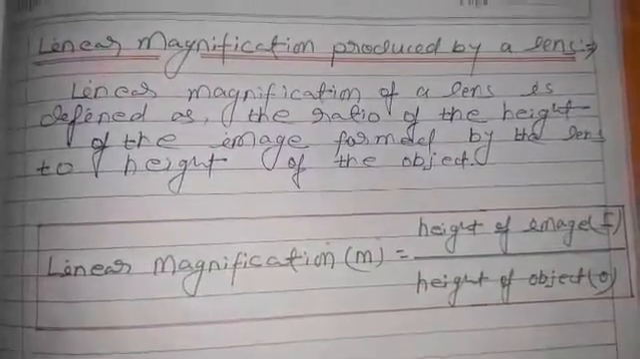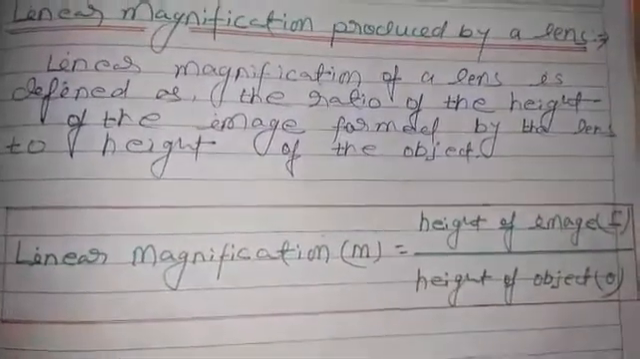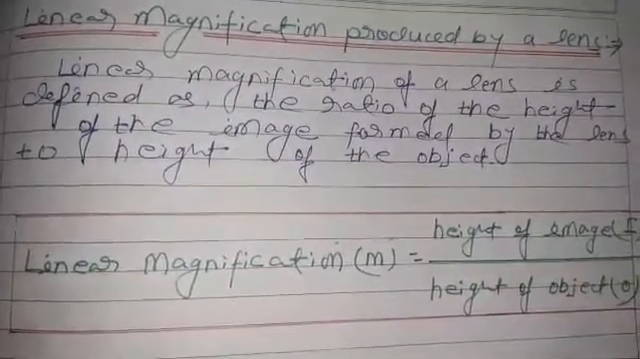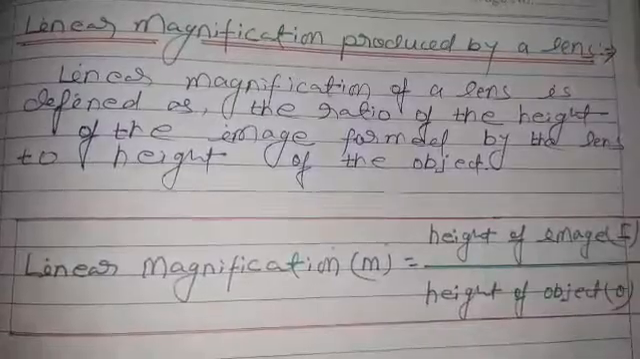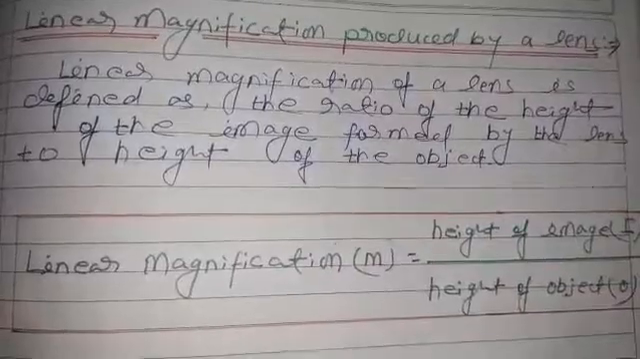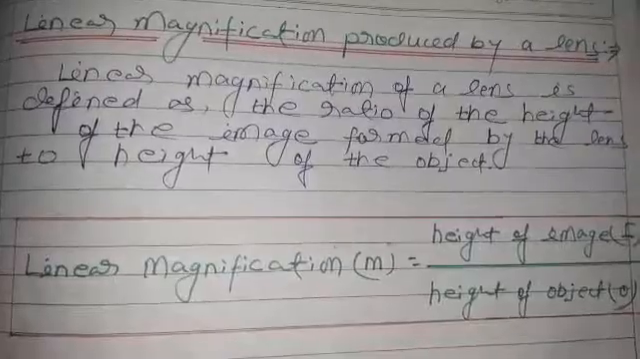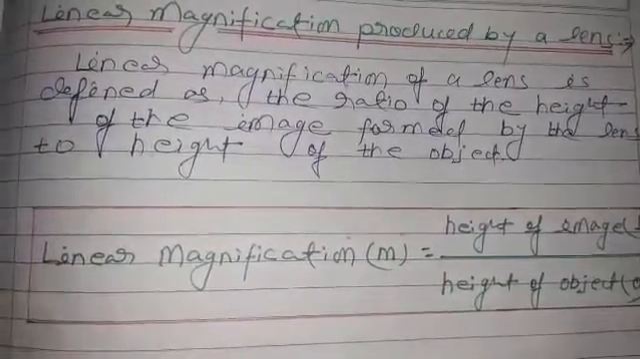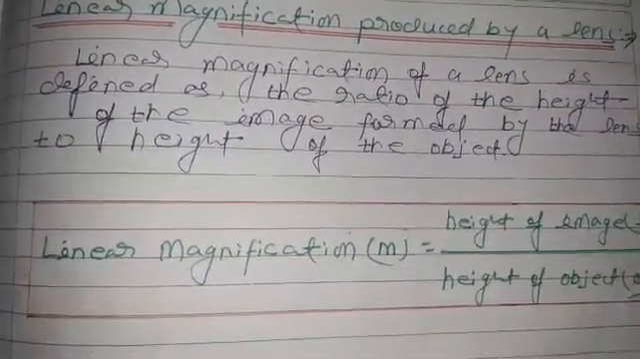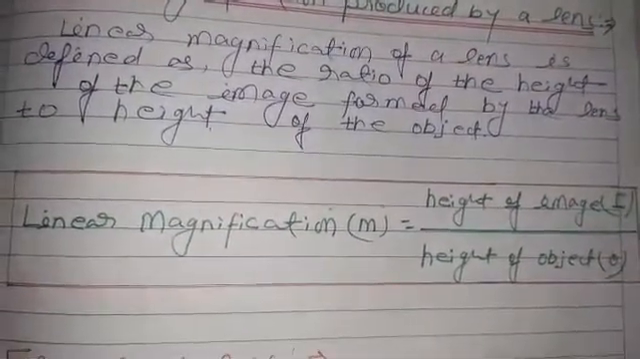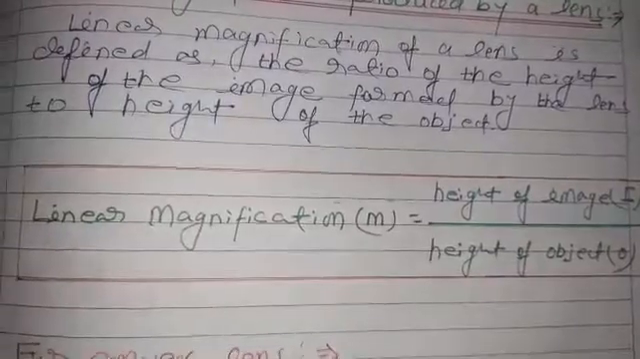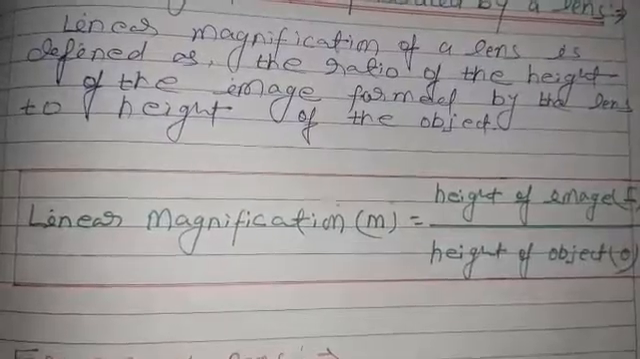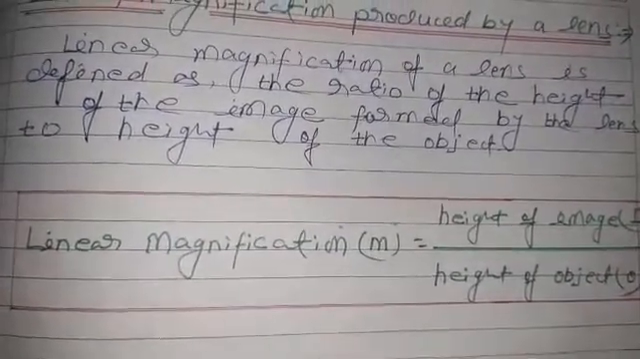The topic is linear magnification produced by the lens. A very simple topic. What is the magnification? As we have discussed in case of a spherical mirror, linear magnification of a lens is defined as the ratio of the height of the image formed by the lens to the height of the object. So mathematically, linear magnification M equals height of image I upon height of object O. M equals I upon O.